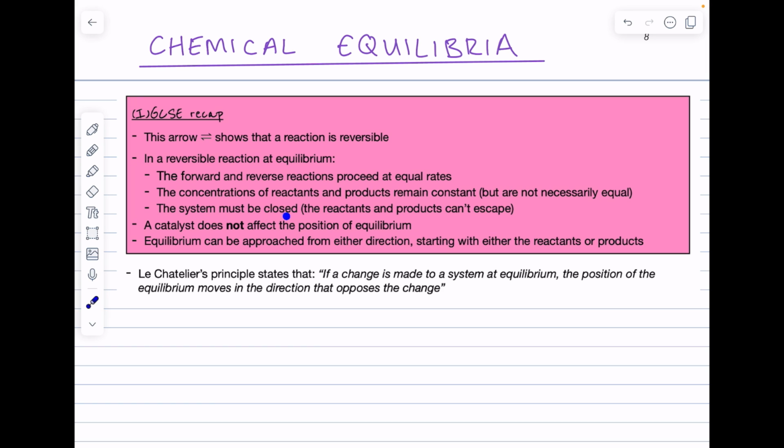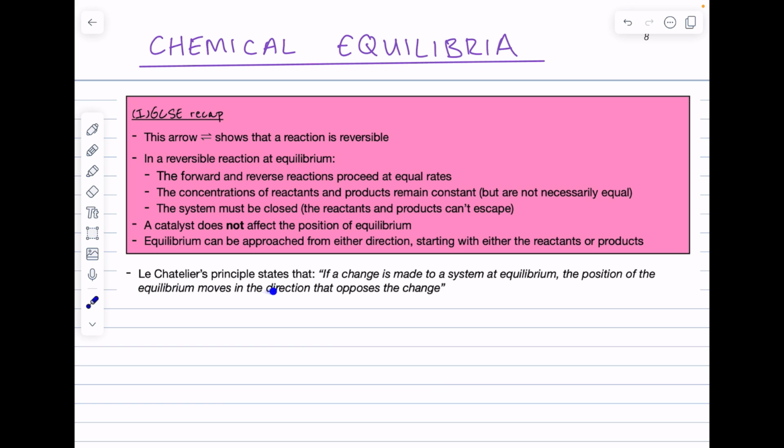The system must be closed, and that means that neither the reactants nor products can escape. And that is your definition, really, of a dynamic equilibrium. Remember, adding a catalyst doesn't affect the position of equilibrium. It just means the equilibrium is established faster.